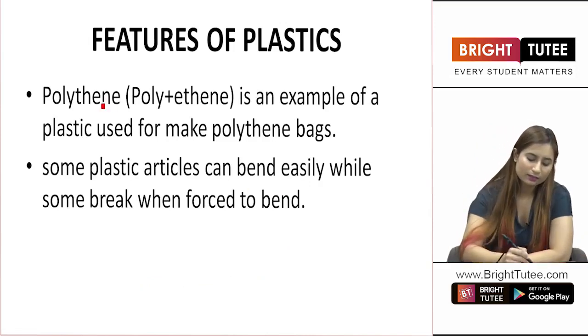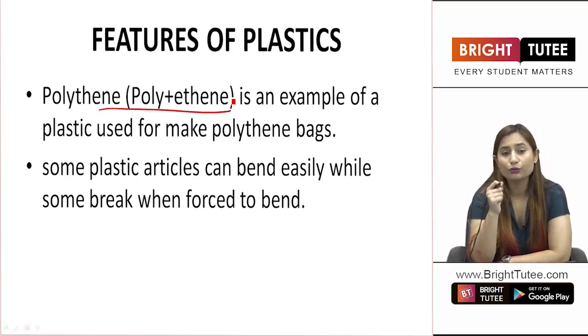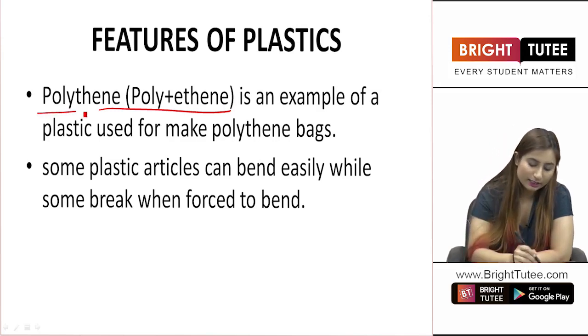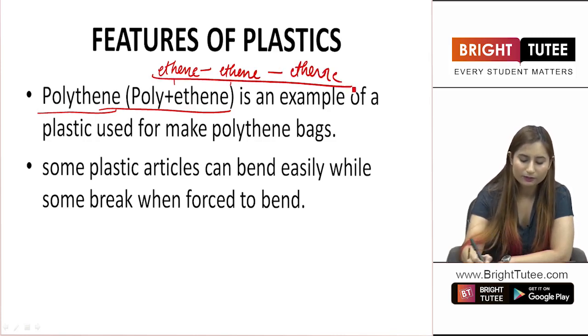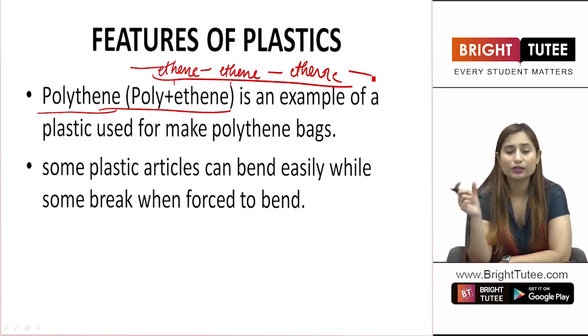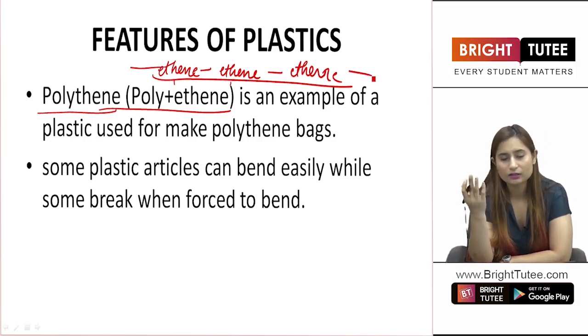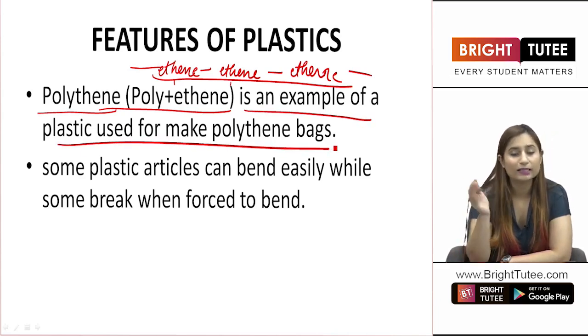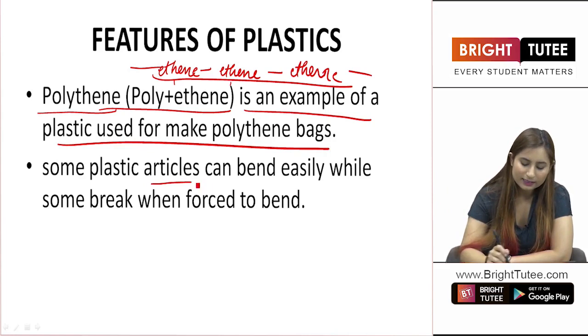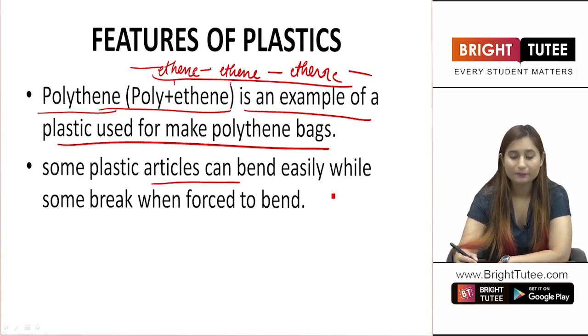Now another is polythene. You use poly bags in your daily life. Those poly bags are basically polyethylene. Polyethylene means that there are ethene molecules linked in a chain or in a cross linkage structure, right? This is the polyethylene polymer. There are a number of ethene molecules present in a linear arrangement or in a cross-linked arrangement. This is an example of plastic used for making polythene bags, right? Then some plastic articles can bend easily.